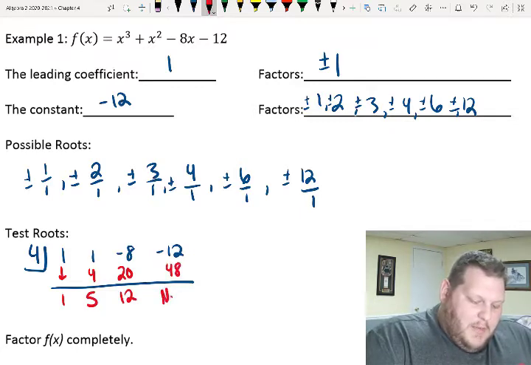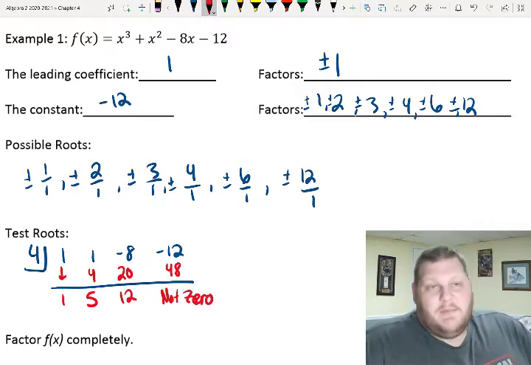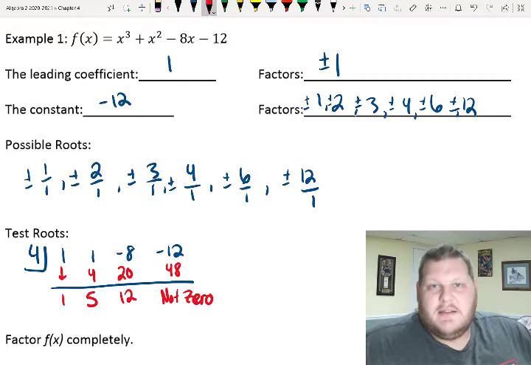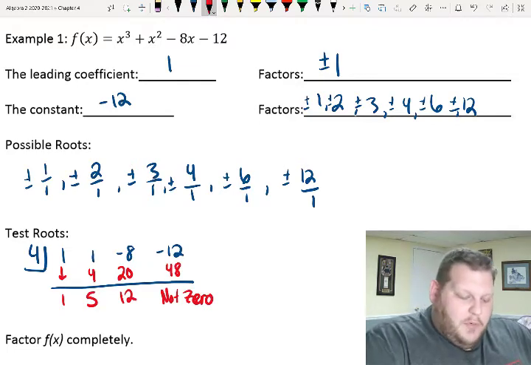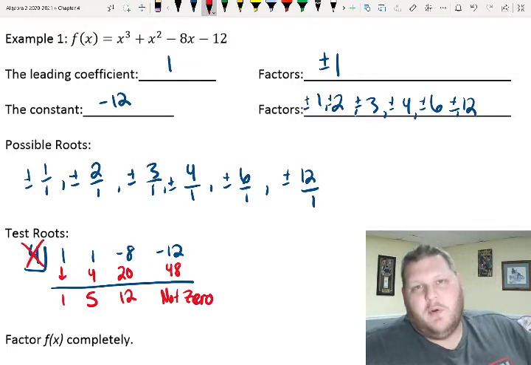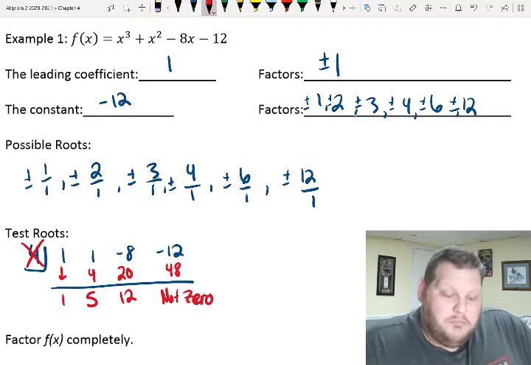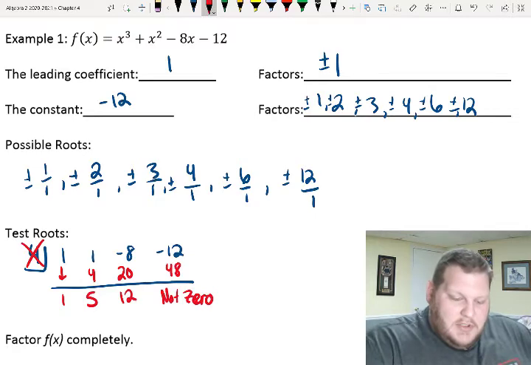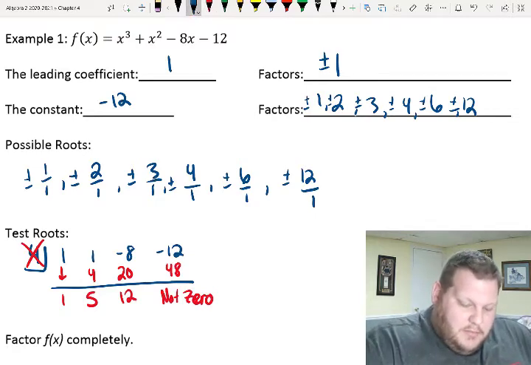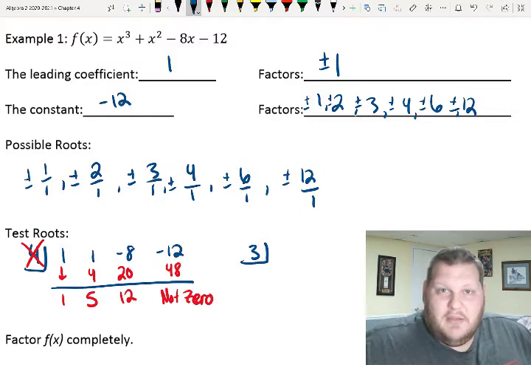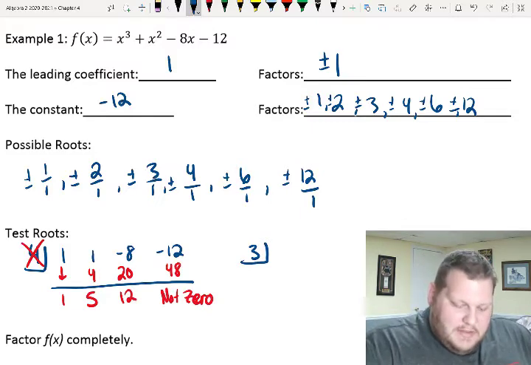And all we care about is that it is not 0. It doesn't matter what the number is, as long as it's not 0. That tells me 4 does not work. 4 is not a factor. So we move down the list. You can either try negative 4, or you could try a different one. I like to stay positive because they're usually easier to work with. Let's just go next down the list and let's say 3. 3 is still kind of in the middle of the list.